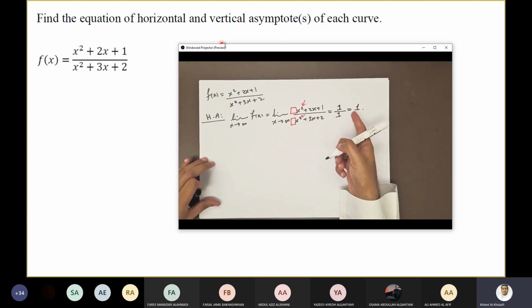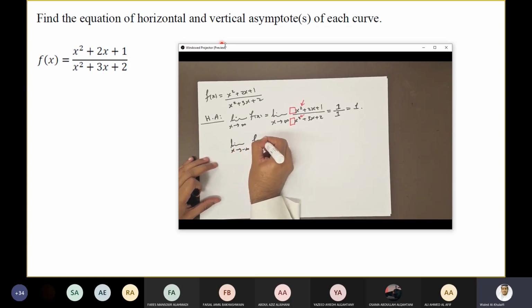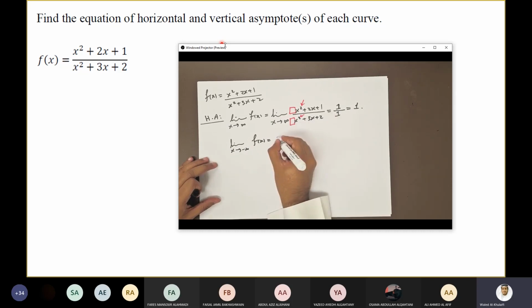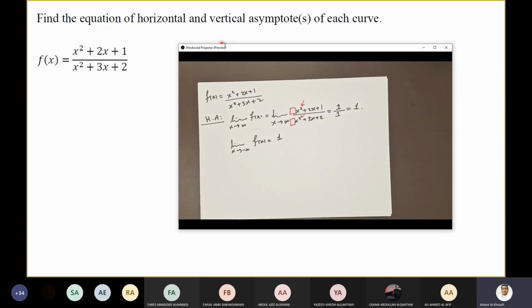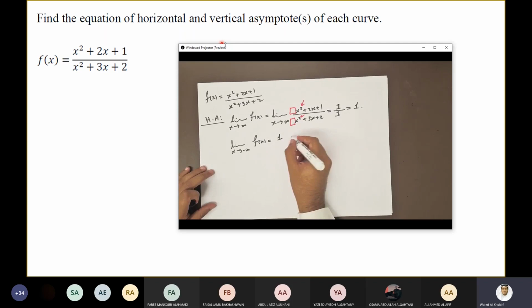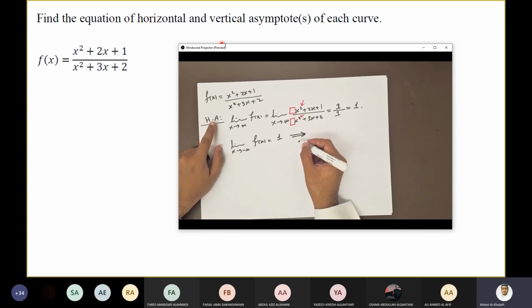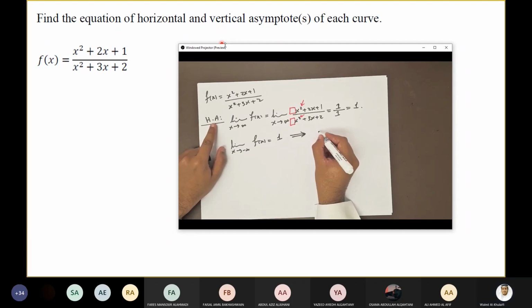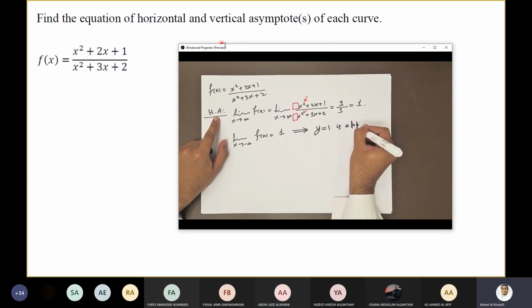So now I have a horizontal asymptote. And if I check the limit as x goes to negative infinity of the same function, it will be the same thing. You will get 1, okay? Because here you have x squared. When you put negative numbers, you still get positive, so you get 1. So from these two things, how can I express the horizontal asymptote? What should I write here? y equals 1. y equals 1 is a horizontal asymptote.